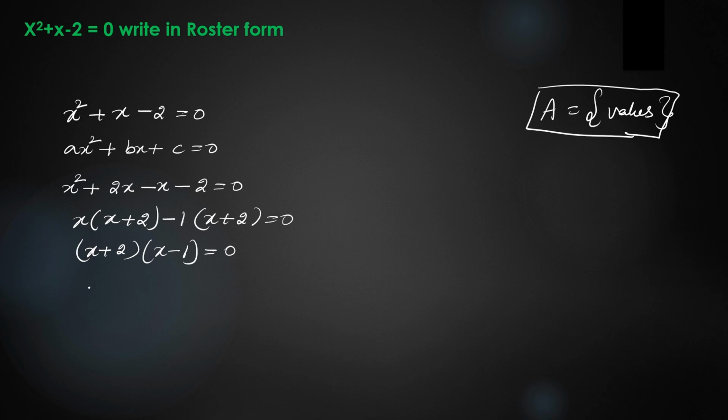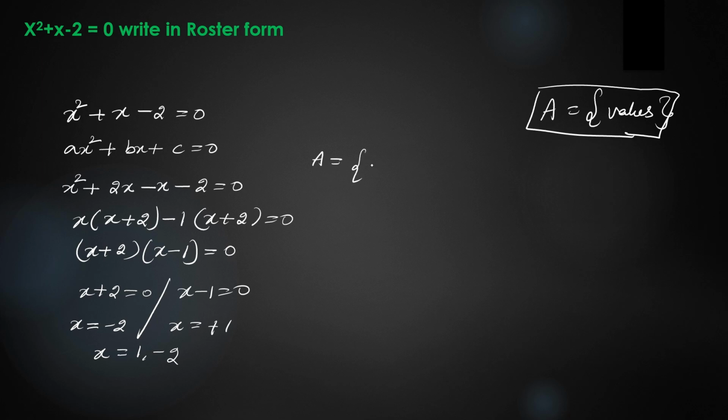So what will be the x values? x plus 2 is equal to 0 and x minus 1 is equal to 0. You'll get x is equal to minus 2 and x is equal to plus 1. So the values we have for x are 1 comma minus 2. If we write in roster form, A is equal to 1 comma minus 2. This is the way we have to solve the problem in roster form. Let's go to another example in the next slide.